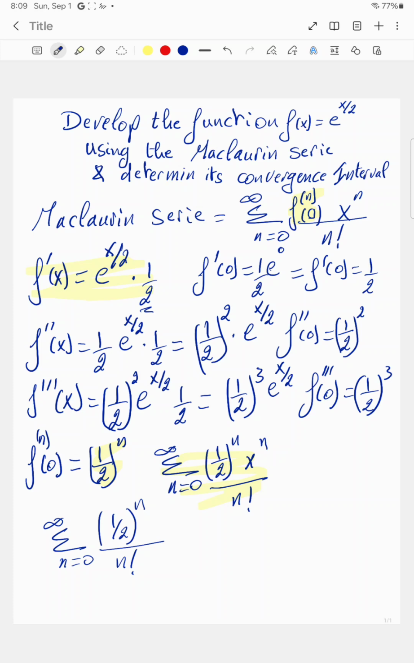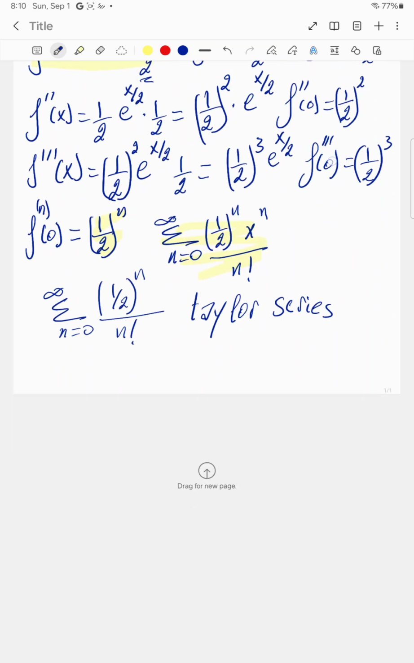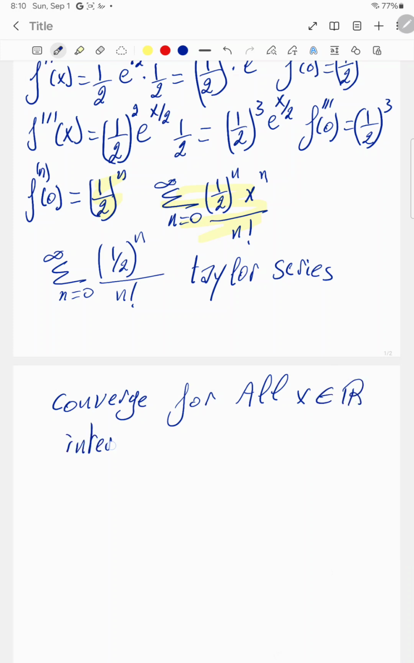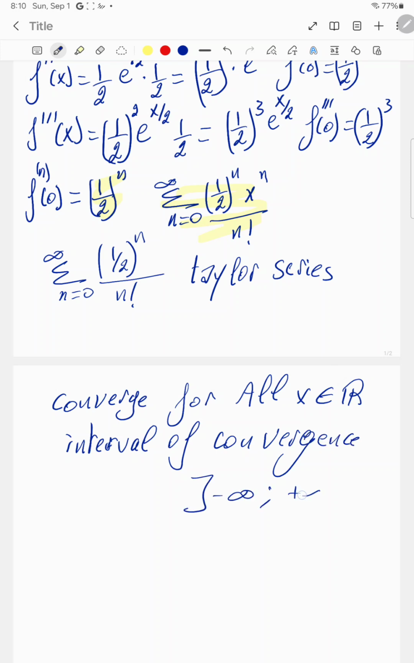So because it is a Taylor series, the Taylor series converges for whatever x belonging to the real numbers. So it converges for all x belonging to R. So the interval of convergence is from minus infinity to plus infinity.